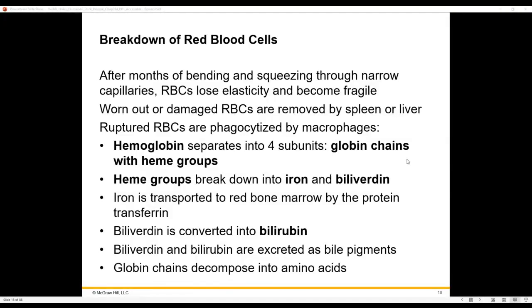So then the hemoglobin separates into 4 subunits, globin chains with heme groups. The heme groups break down into iron and biliverdin, and the iron is transported to red bone marrow by the protein transferrin. Biliverdin is then converted into bilirubin, and biliverdin and bilirubin are excreted as bile pigments. Globin chains will decompose then into amino acids.